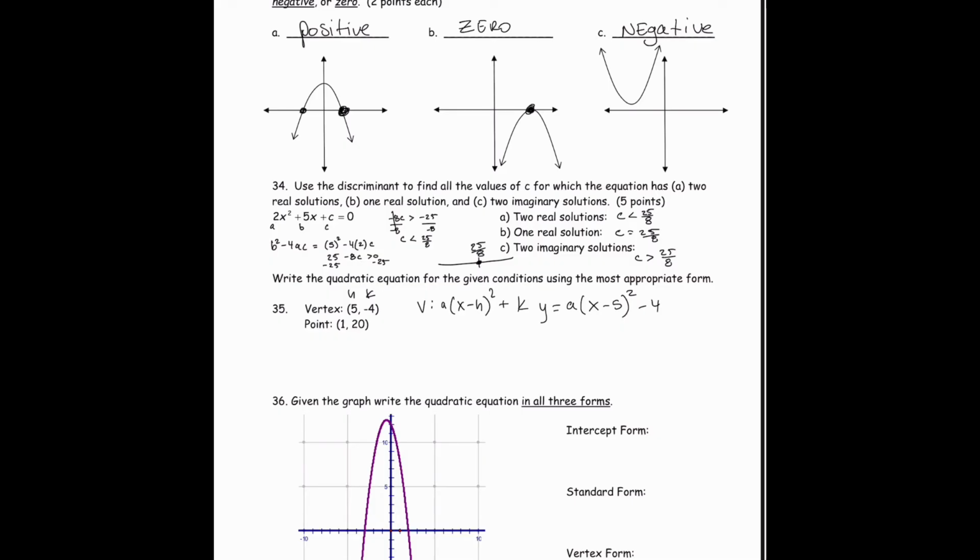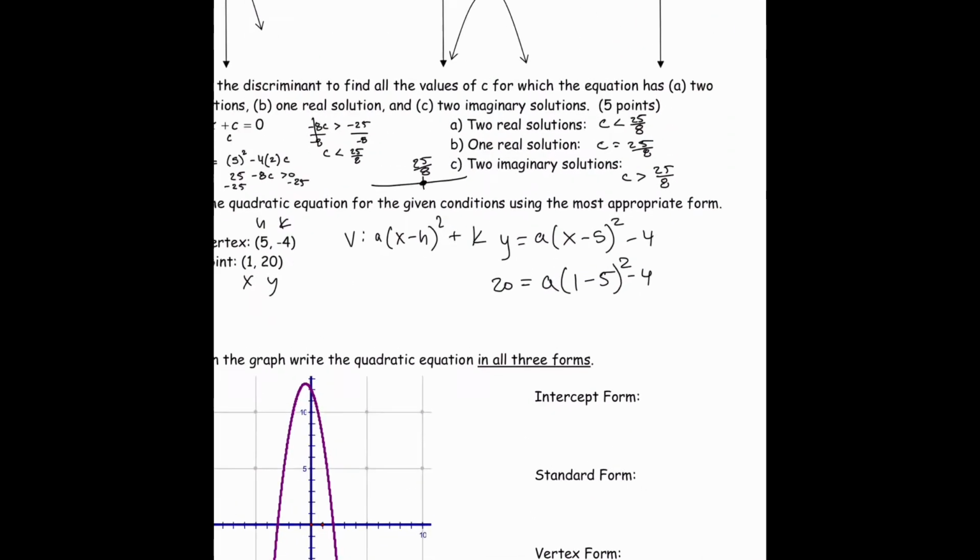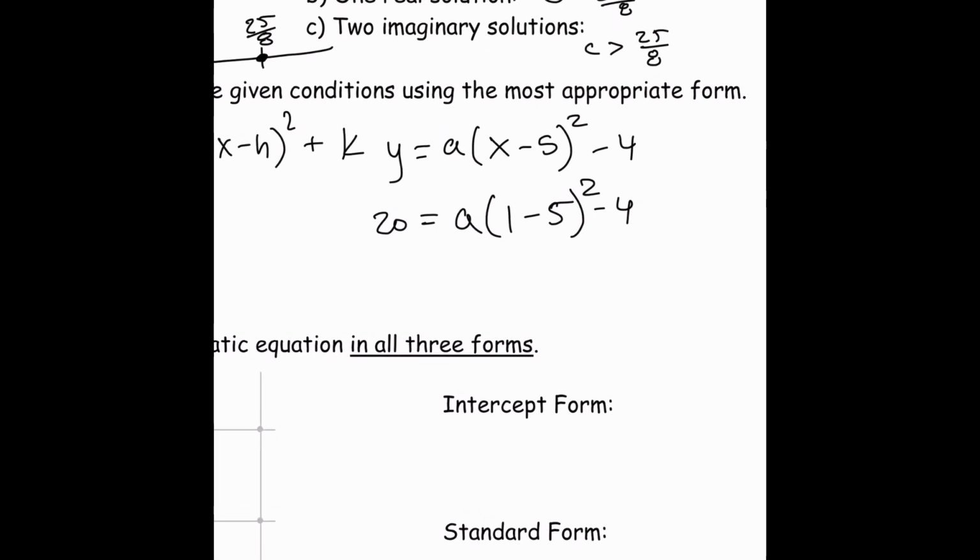Right, this is going to be y equals. That's the part we're missing. So x and y, right? So 20 equals a, well, that we have to solve for. x is going to be 1 minus 5 squared minus 4. So solving for a, we're going to get 1 minus 5 is negative 4. So negative 4 squared minus 4. So negative 4 squared is 16.